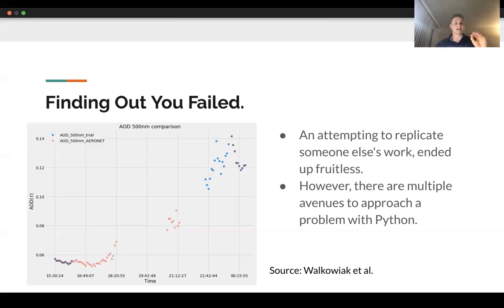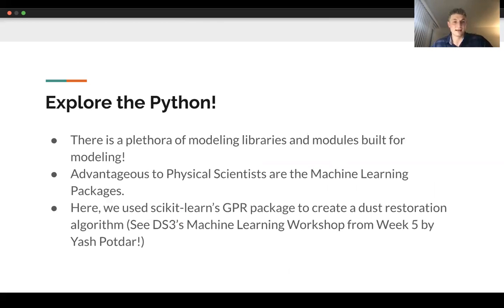But there is kind of a greatness with that. You get to approach it from your own view and from your own knowledge and from what you take from the Python community and apply it to the data yourself to try and figure out a new way to approach things. And this is where huge, great insights in science come from. There are multiple avenues to approach a problem with Python, and it's quite unique in that aspect. So let's go ahead and see what happened.